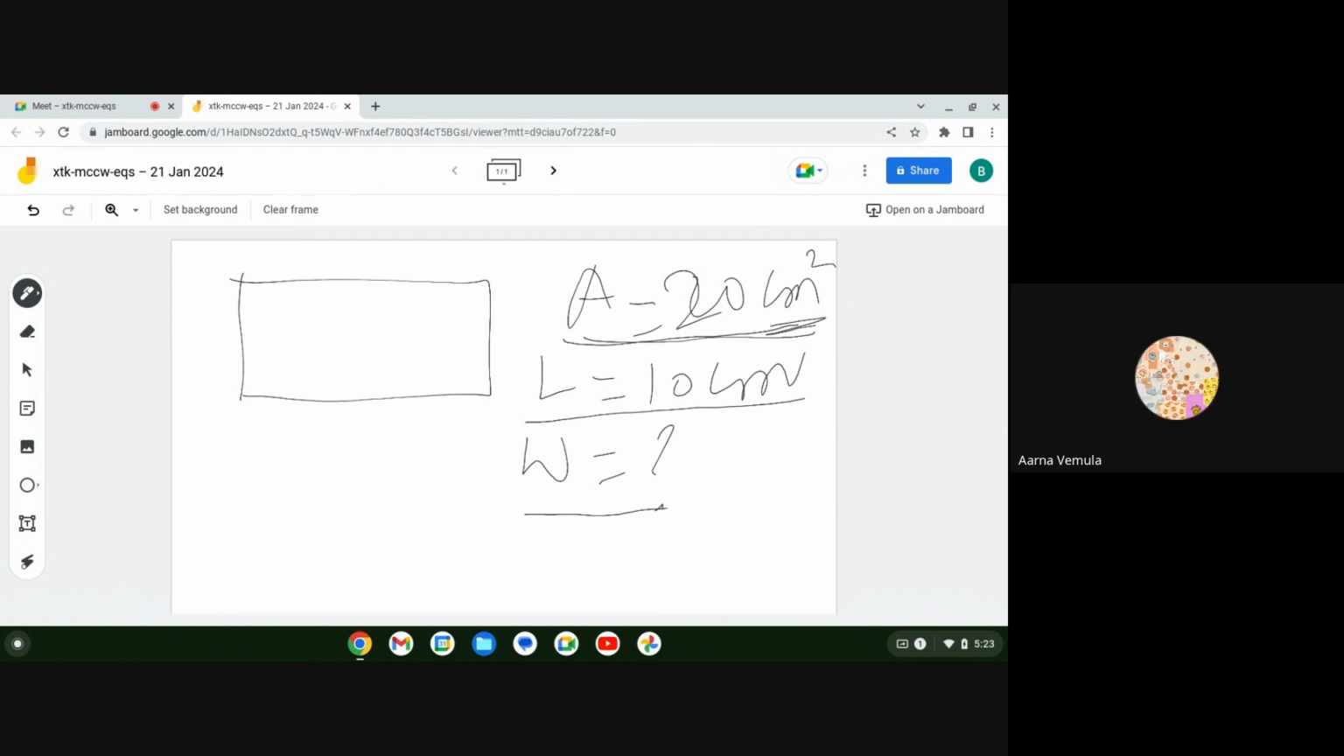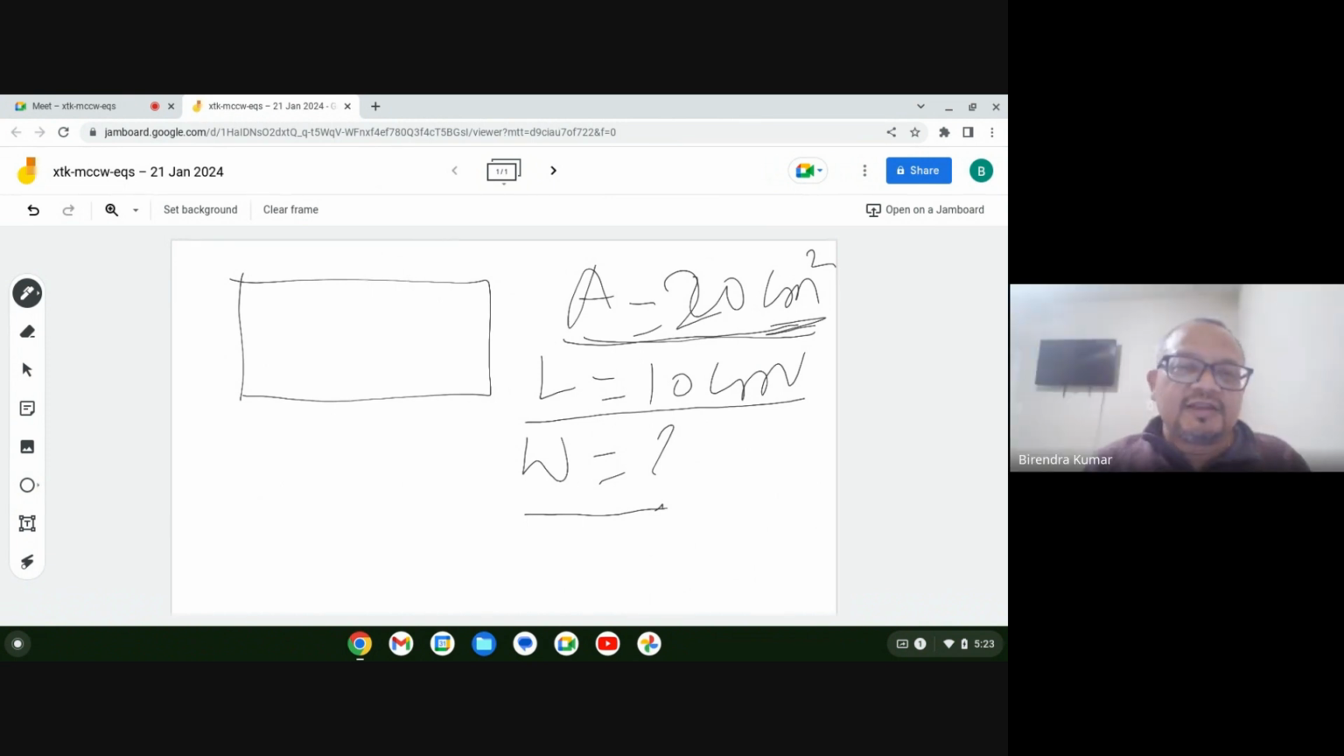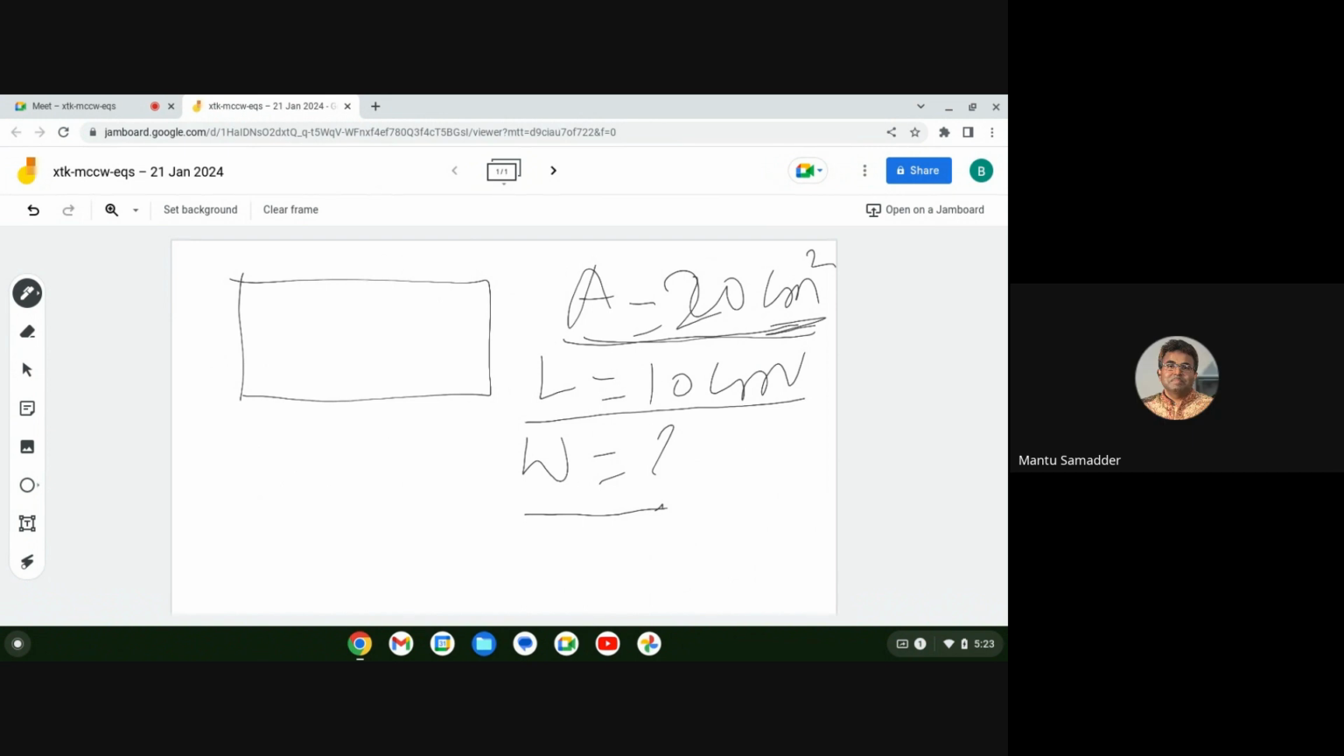Is it multiplying? We divide. Do we have to divide the 20 with the 10 and get our width?